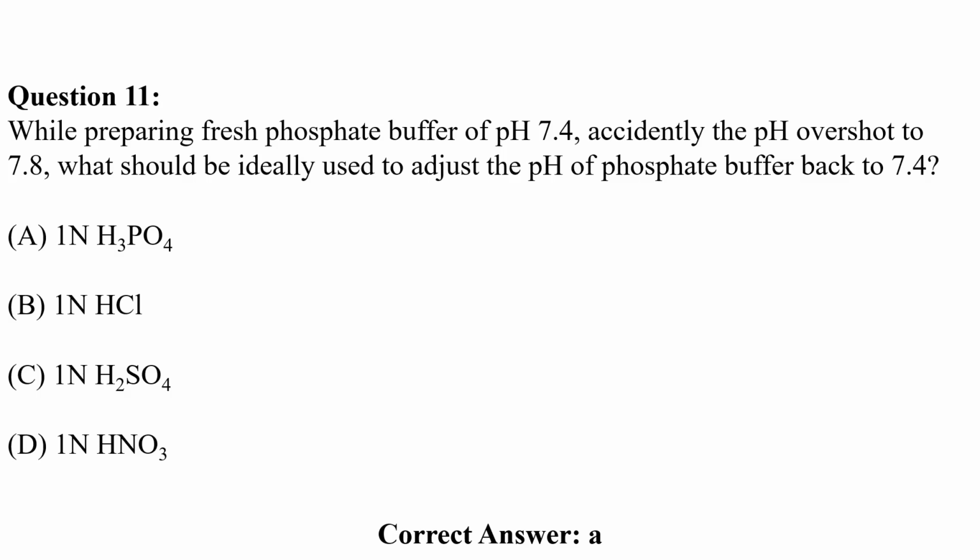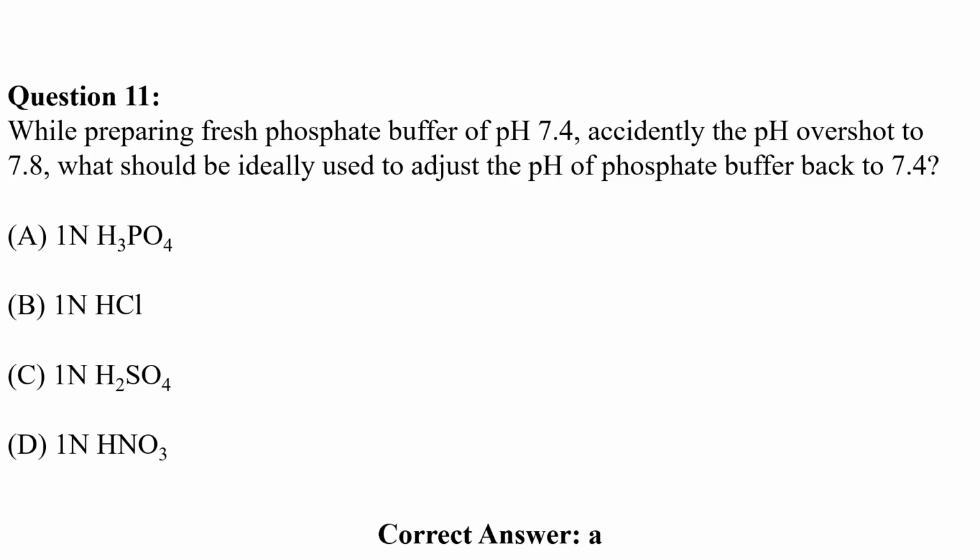If I add HCl to the solution, it will quickly dissociate into H plus and Cl minus. There will be an overshoot of H plus ions, and your pH will drastically decrease. Right now my pH is 7.8, right? If I add HCl instead of phosphoric acid or H2SO4 or HNO3, the pH will drastically decrease. It can reach up to 1.